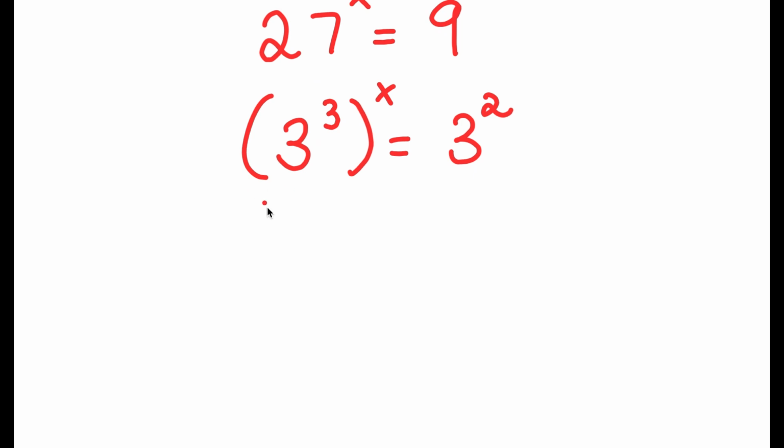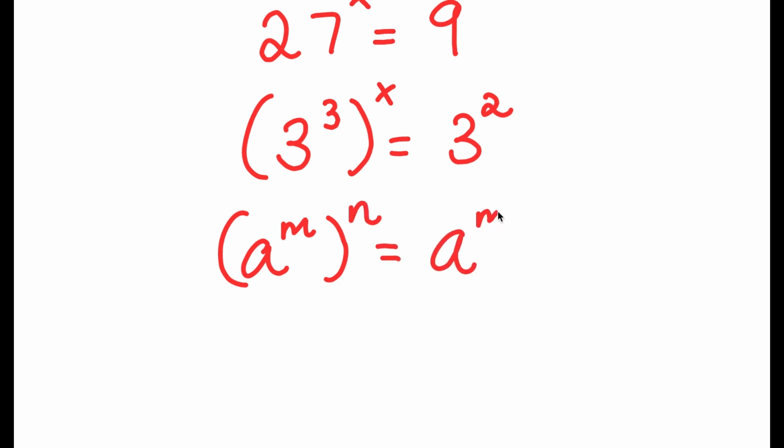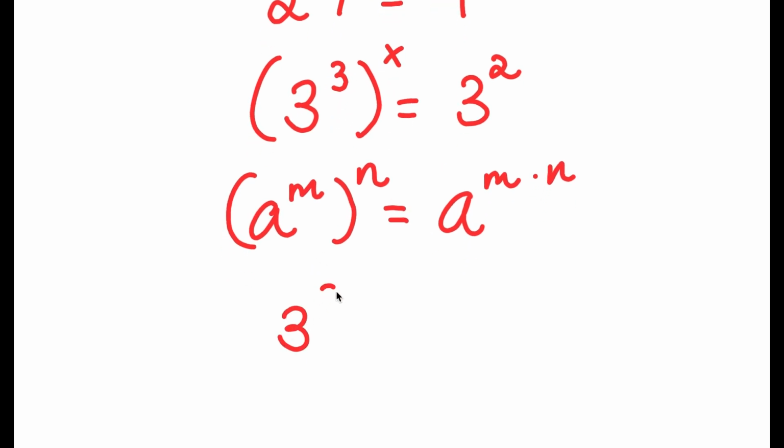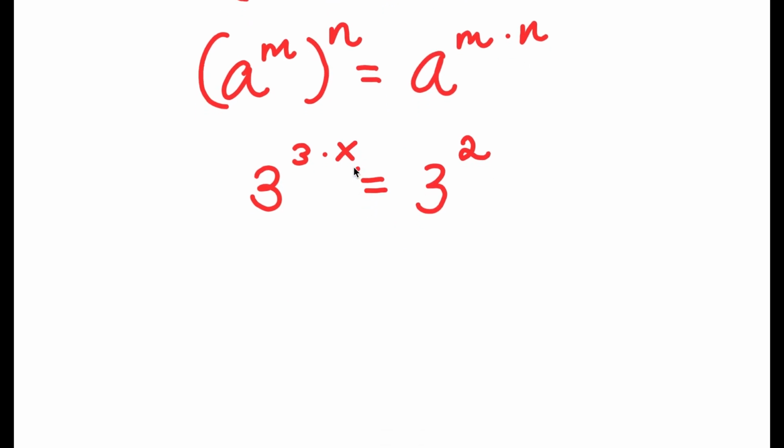So if I have something in the form a to the power of m to the power of n, this is equal to a to the power of m times n. So 3 to the power of 3 to the power of x, that's going to equal 3 to the power of 3 times x, which is equal to 3 to the power of 2. And 3 times x is equal to 3x. So I have 3 to the power of 3x is equal to 3 to the power of 2.